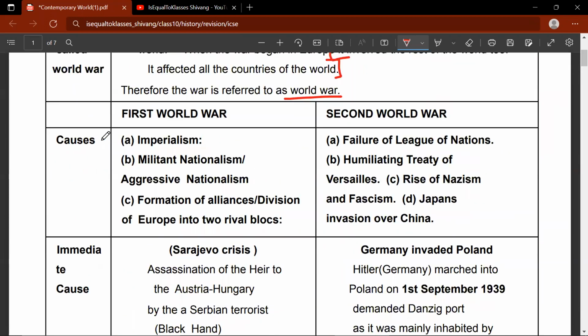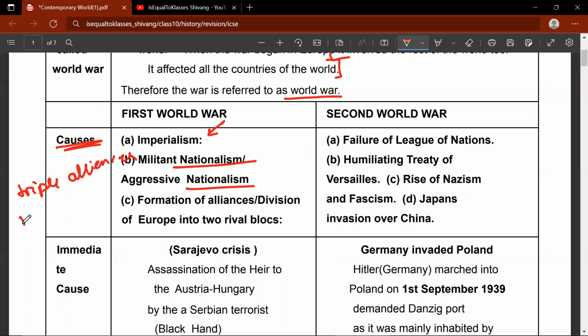First World War causes. The causes are extremely important. You may have to list 2-3 points when they ask you certain questions in the board, like state the causes of the First World War or Second World War. Of course, the major cause is imperialism, then militant nationalism and aggressive nationalism. Formation of alliances and division. There were two alliances formed in Europe before 1914. The first was the Triple Alliance. You can note this down.